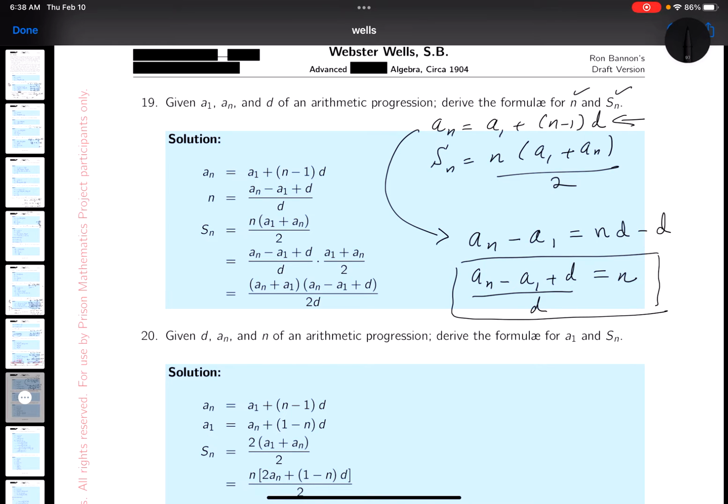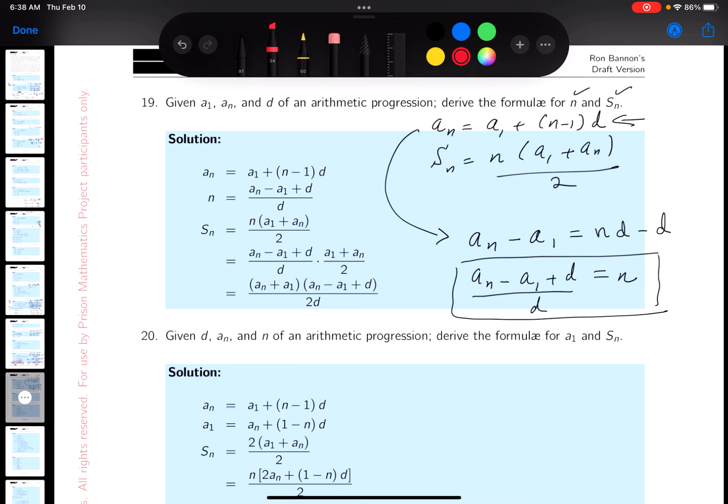Let's look at the key. I want to make sure I got that. I see the n here. I see (an - a1 + d)/d. So this looks good. This is good. We got this part. All right?